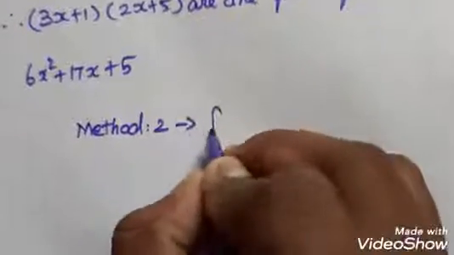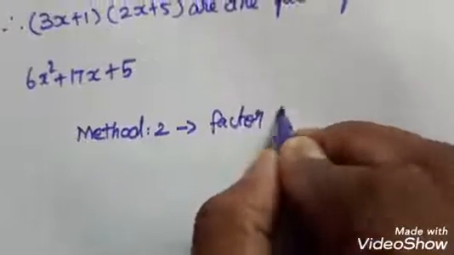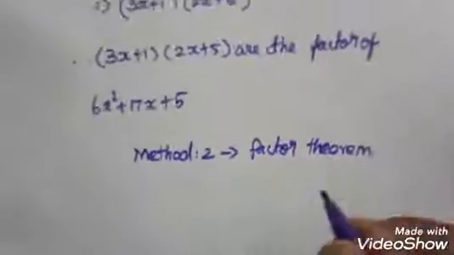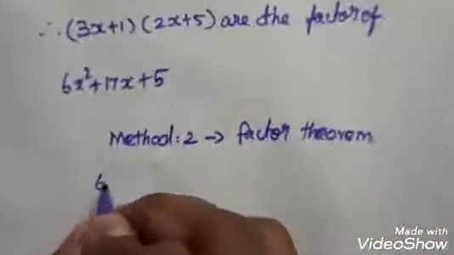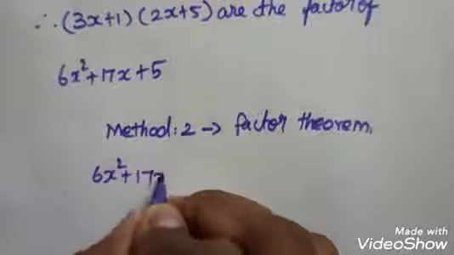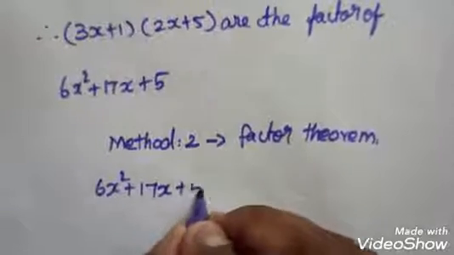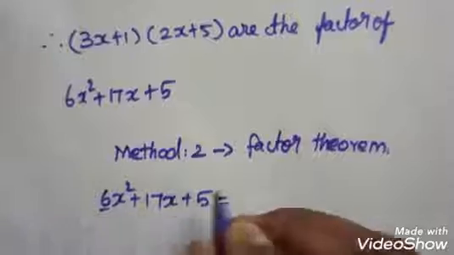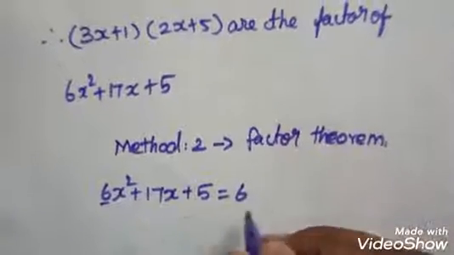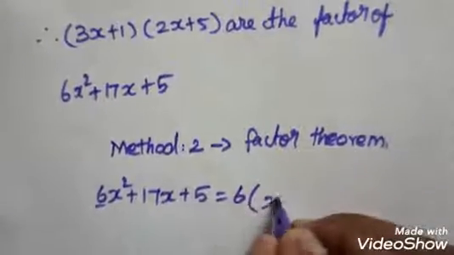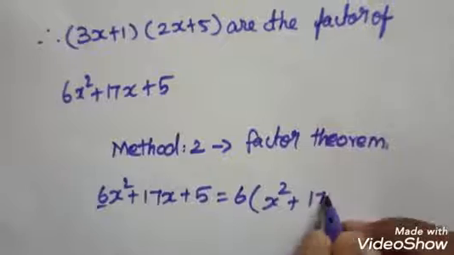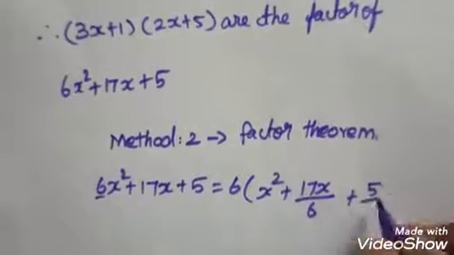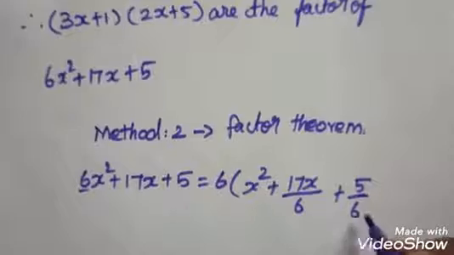Method 2, factor theorem. So by factor theorem, 6x square plus 17x plus 5, I have to take this 6 commonly, we take it out. So what do I get? x square plus 17x by 6 plus 5 by 6.